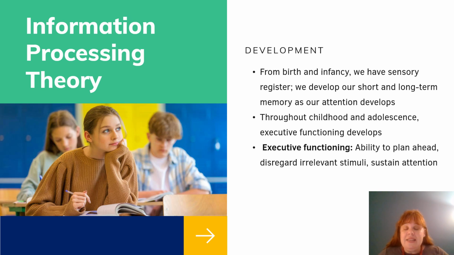Then throughout childhood and adolescence, we develop something called executive functioning. Executive functioning is the ability of the brain to organize the stimuli that are coming in. So executive functioning is your ability to do things like plan ahead, pay attention when you don't want to pay attention, sustain your attention even when you're distracted by something, and disregard irrelevant stimuli. So if you're trying to read and something else is going on up here, you're able to ignore it. That's an executive functioning skill. Those are things that develop throughout childhood and adolescence, and we want to help children develop that executive functioning.